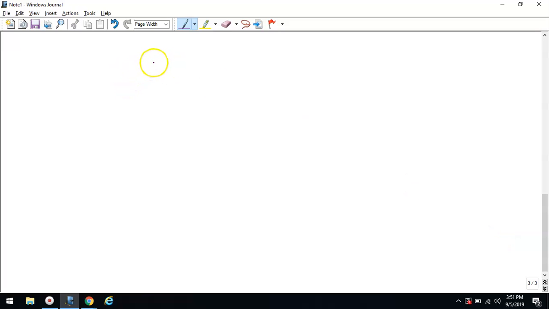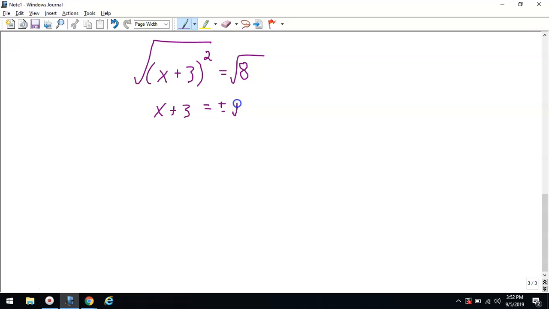Number 4. These are easy. That's why I like this. This is kind of part of completing the square, the last easy part of completing the square. If I only have one side and everything on it is being squared, if I just take the square root of both sides, I get x plus 3 is equal to positive and negative square root of 8, and then subtract 3 from both sides.